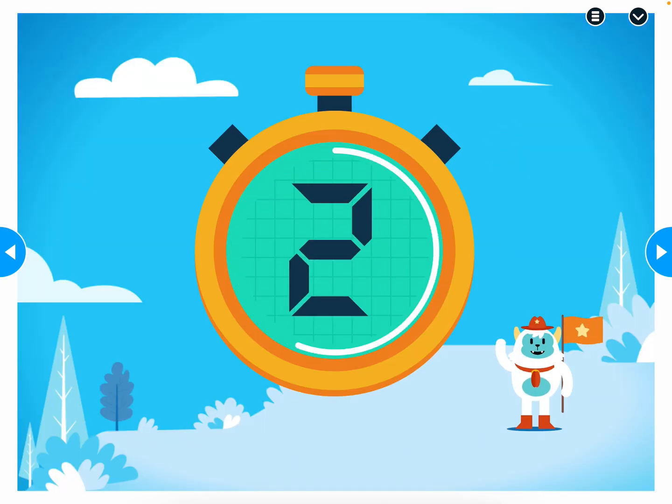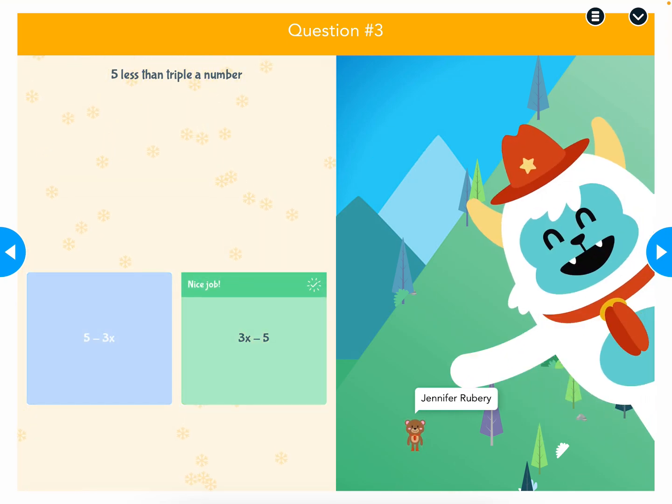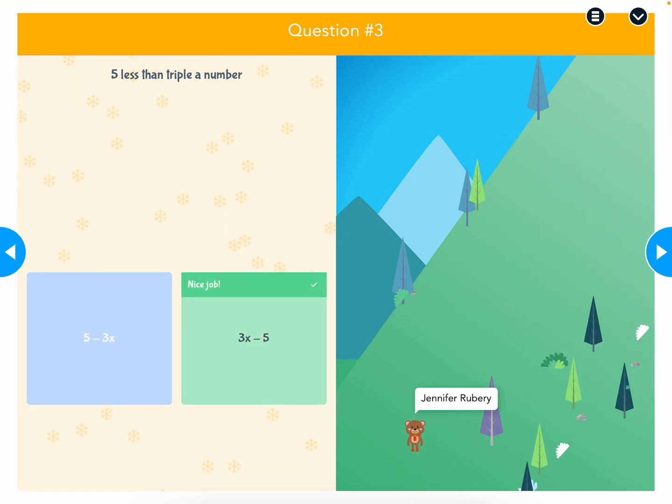Question 3. 5 less than triple a number. All right, I see less than means subtraction, and than is a turnaround word, which means the 5 is going to go to the end, and the triple a number, 3 times the number, goes to the front. So don't forget about our turnaround words.